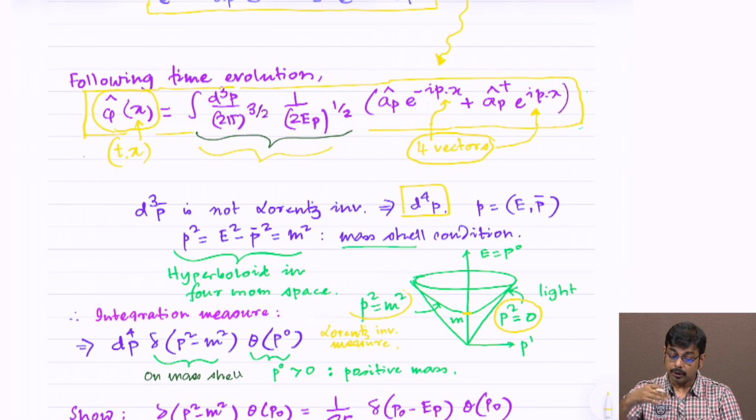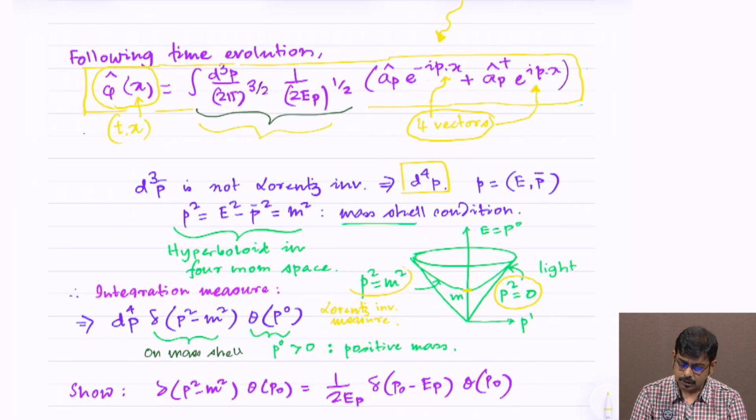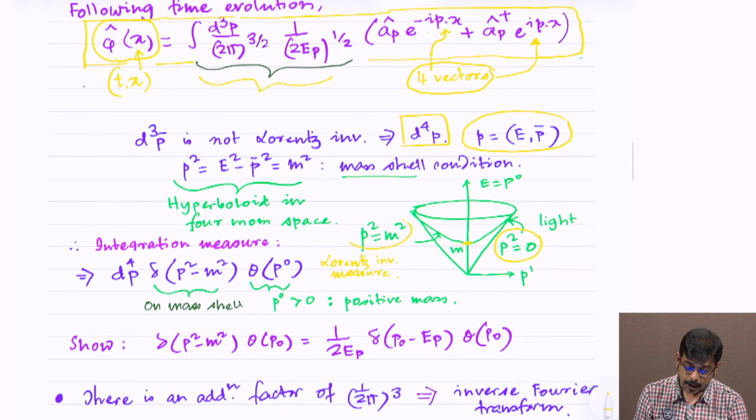On the other hand, the mode expansion is also done with e to the power minus i p·x, where p and x are essentially the 4-momentum and the 4-coordinate. So the measure d³p doesn't seem to be quite manifestly Lorentz invariant. Therefore, what we actually expect is that the measure should be something like d⁴p, where p is the 4-momentum defined with energy and 3-momentum, having the relation that p², the 4-momentum square, is E² minus |p|² equal to m². This is precisely what is called the mass shell condition, that p² is equal to m².